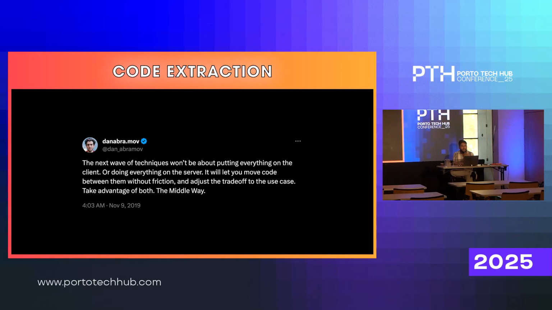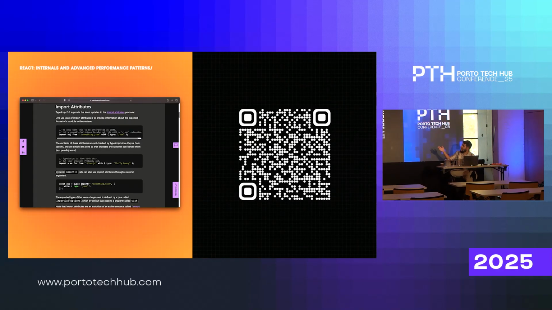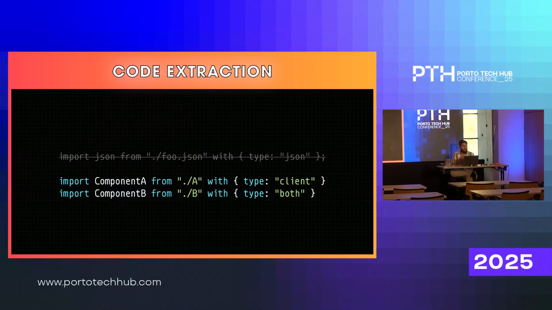Dan said a few years ago, the next wave of techniques won't be about putting everything on the client or doing everything on the server. It will let you move code between them without friction and adjust trade-offs to the use case. Take advantage of both, the middle way. And when I read this kind of thing, I think about things like import attributes. Import attributes is one proposal that's been even implemented in TypeScript, and you can basically import something with type JSON. For example, I wonder if in the future we wouldn't be able to do something like this: import a component with type client or with type both.